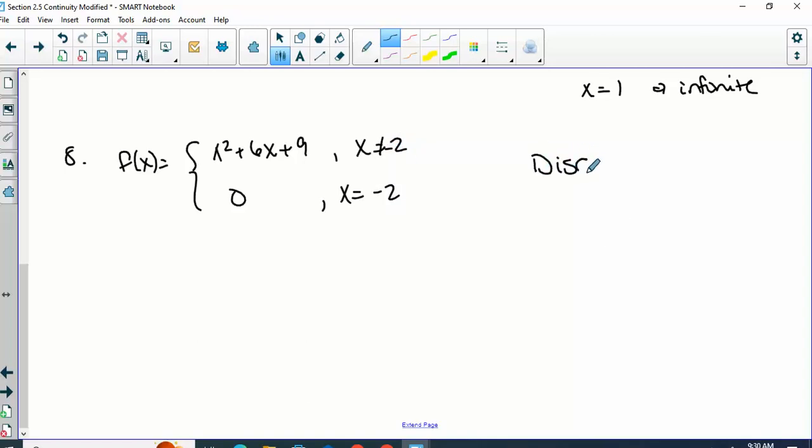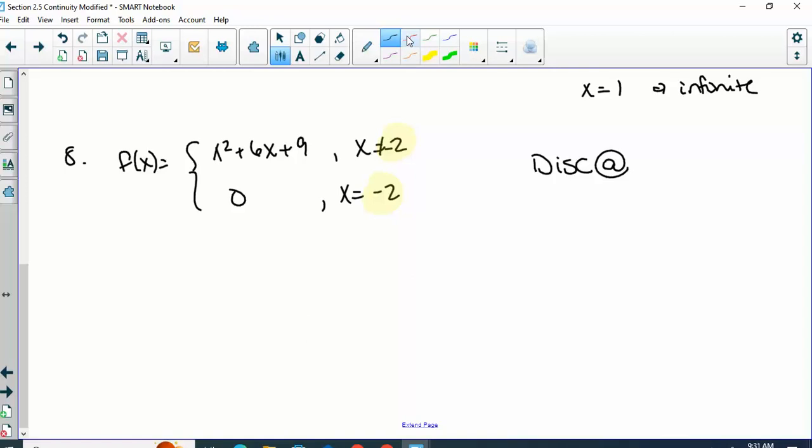First of all, we have to look, where do we think we have a discontinuity? Negative 2. Verify that it is in fact a discontinuity and that these pieces don't match up. Okay, the second piece is definitely giving me 0. If I plug in negative 2 into the first, we get 4 minus 12 plus 9, which is 1. So they don't match up, so it is in fact a discontinuity.